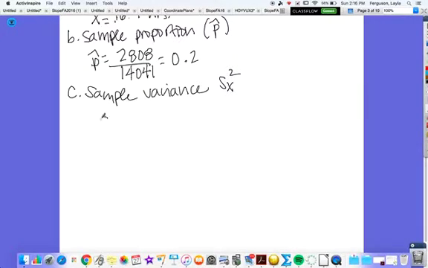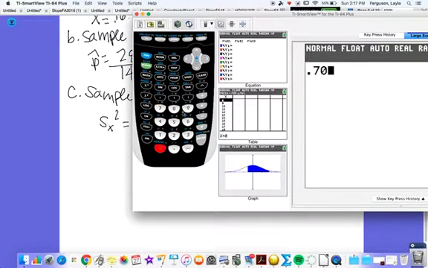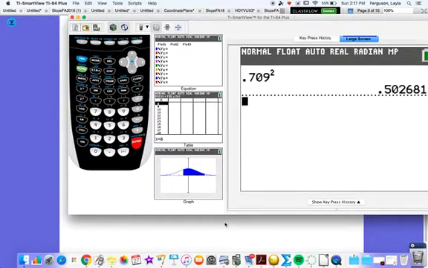If we want to find the standard deviation squared, or the sample variance, we can go back to our calculator and look at our standard deviation, which is 0.7095821857. But remember, we're using variance, and variance is squared standard deviation. So we're going to take this number, 0.709, and square it. When we do that, we get 0.5026.